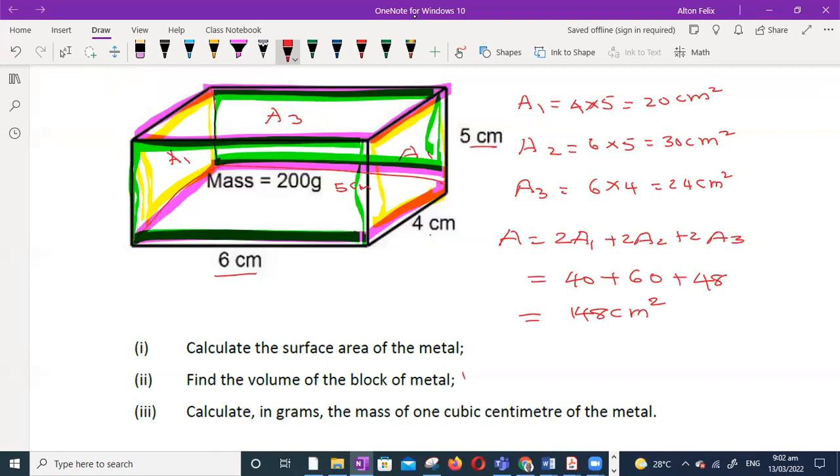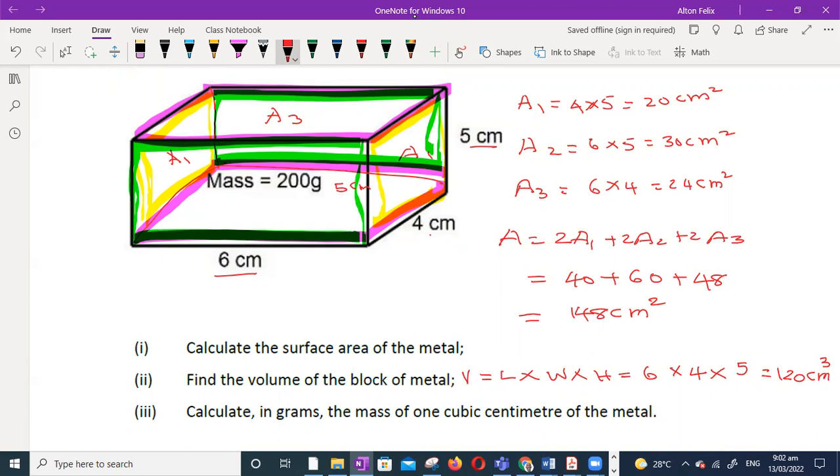Find the volume of the block. Well, volume here is length by width by height. The length we know is 6, the width is 4, and the height is 5. So this will be 120 centimeters cubed. 6 fours are 24, by 5 is 120.